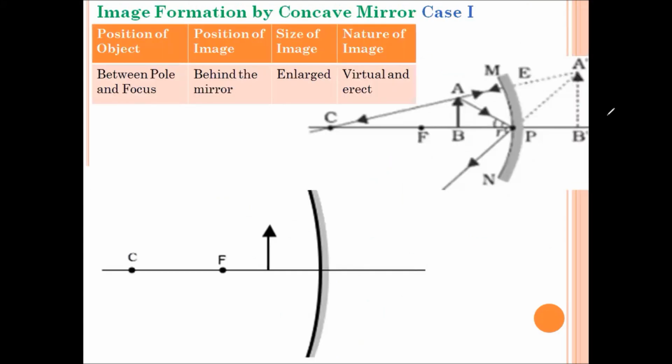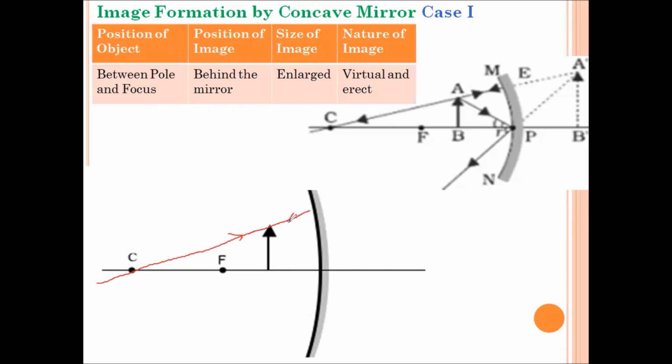Let's start with the image formation of concave mirror. Case number 1. When object is placed between pole and focus of concave mirror. We will use here rule number 3 and rule number 4. Rule number 3 states that if any ray passes through the center of curvature of a concave mirror, then it will retrace its path.